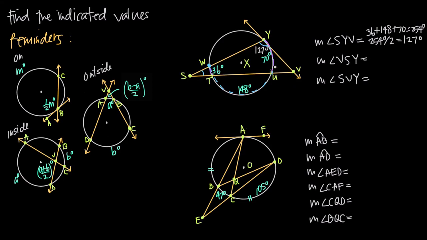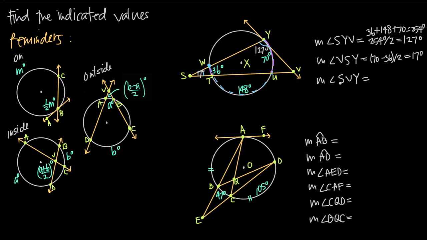I know that this inscribed arc is 70 degrees, so I'm going to say 70. I want to subtract then the smaller inscribed arc, 36, and I want to divide that difference by 2. So 70 minus 36 is going to give me 34. 34 divided by 2 is going to give me 17. So I can say that this angle over here is 17 degrees.